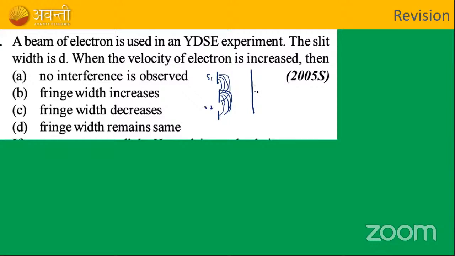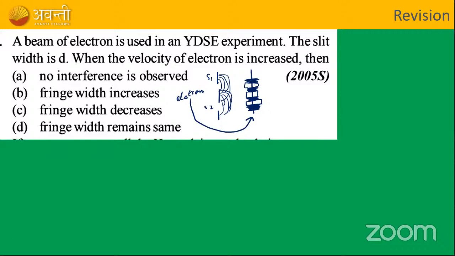At the center there will be a bright fringe, then a dark fringe, then a bright one, then dark again. So we get this kind of fringe pattern in the experiment. I hope you remember. Now what is happening here is that instead of using light waves, I'm going to use electrons. It's really awesome: even if you use electrons, you get an interference pattern.